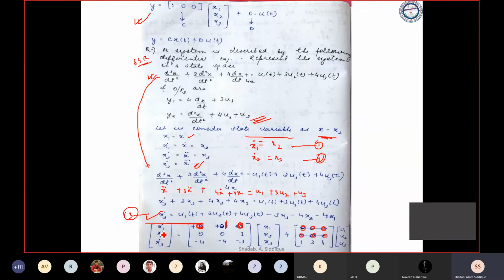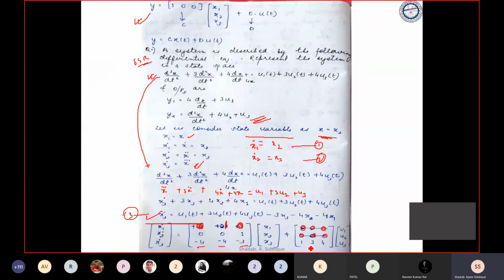What about x3 dot? For x1 we have minus 4, for x2 minus 4, and for x3 minus 3. We should write in the order given, x1 x2 x3, not blindly writing minus 3 here and minus 4 there. So that's why it is written here in order x1 x2 x3. Now what about u1 u2 u3 in this equation? u1 has coefficient 1, u2 has coefficient 3, and u3 has coefficient 4.